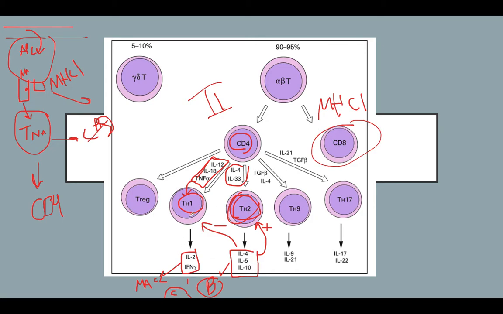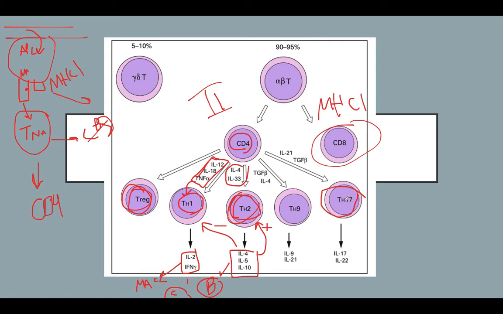If you don't have Th1, you will not help CD8. CD8 will perform its function weakly, so it needs this help to enhance the function of CD8. And lastly, you have Treg. Treg is the T regulatory or suppressor T cell, which is responsible for autoimmunity. Then you have Th17. Th17 is also important in the formation of autoimmune diseases and other things, and in inflammation.